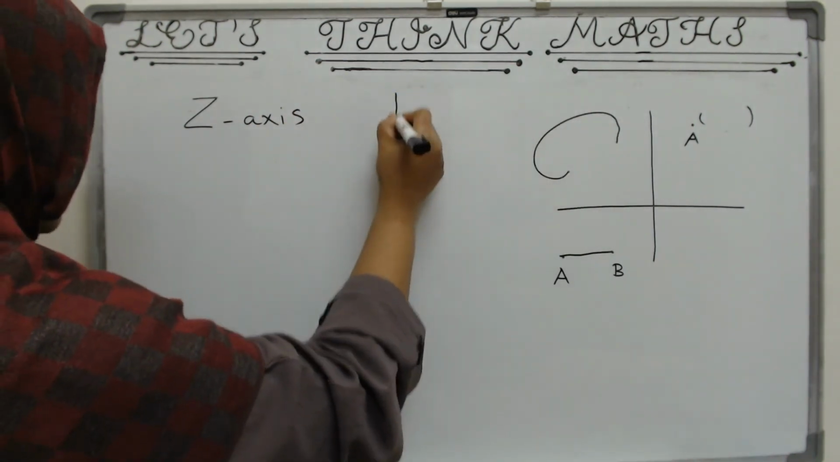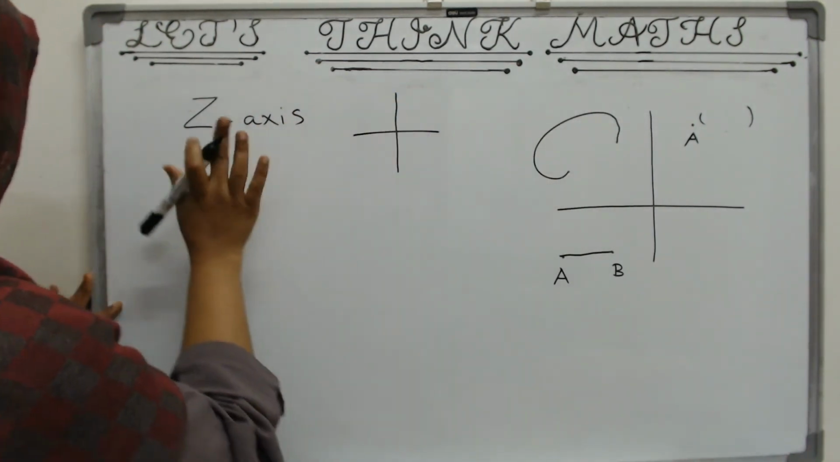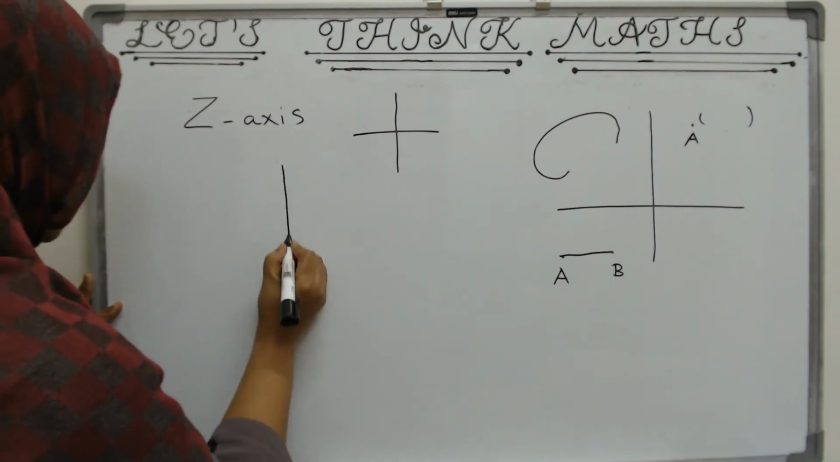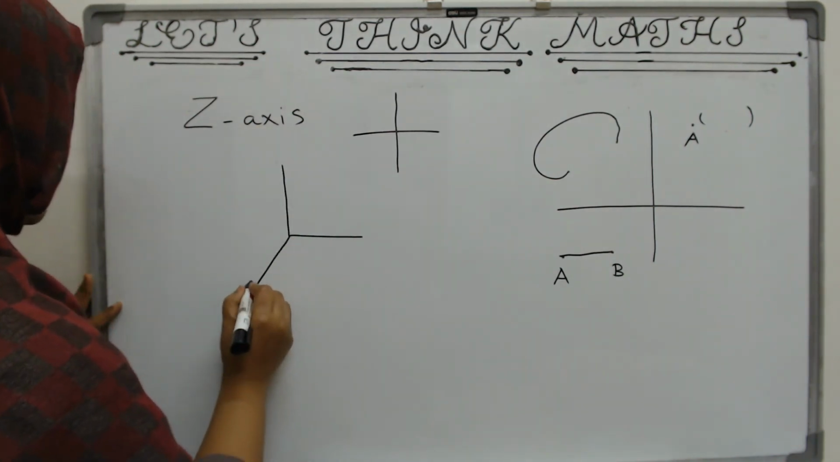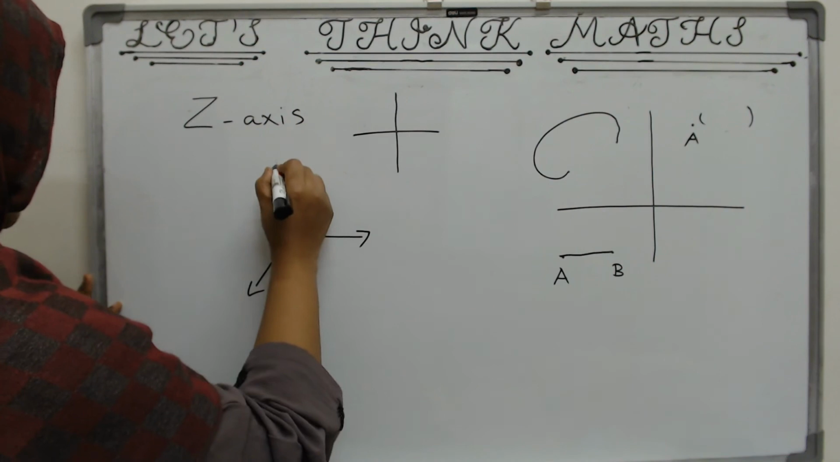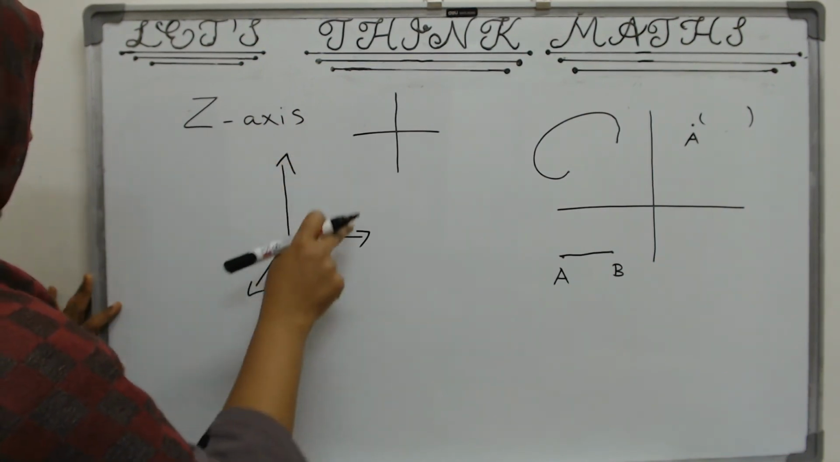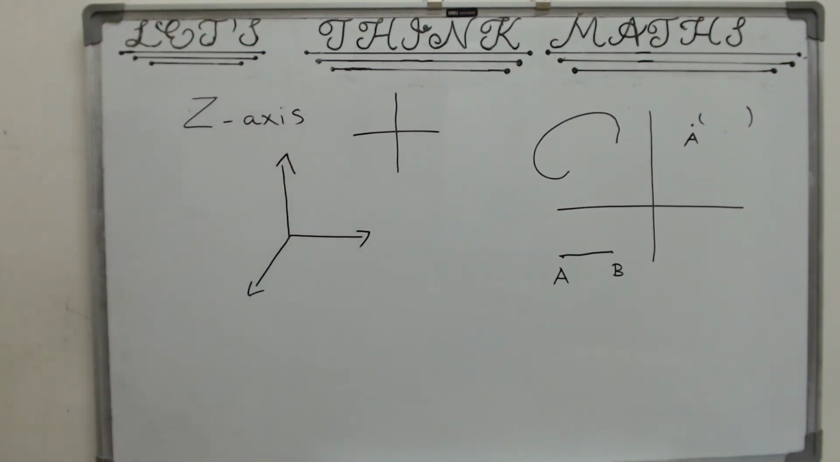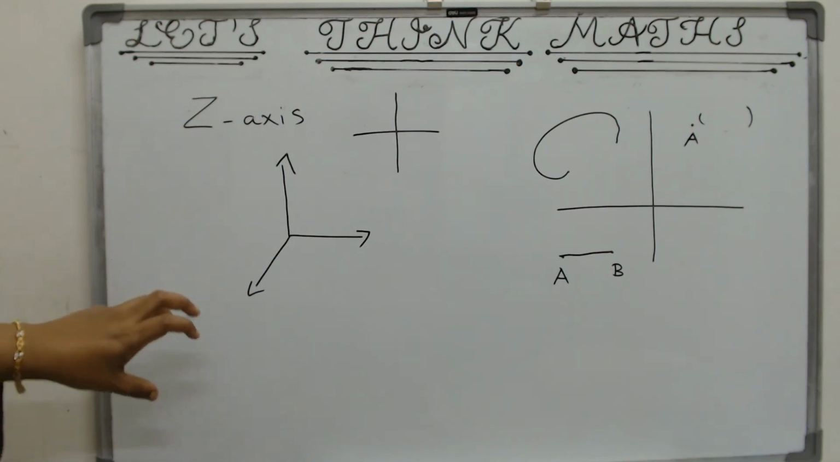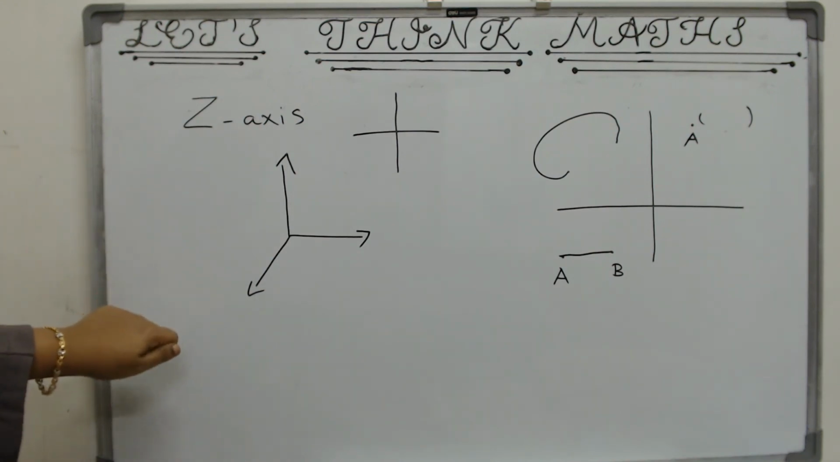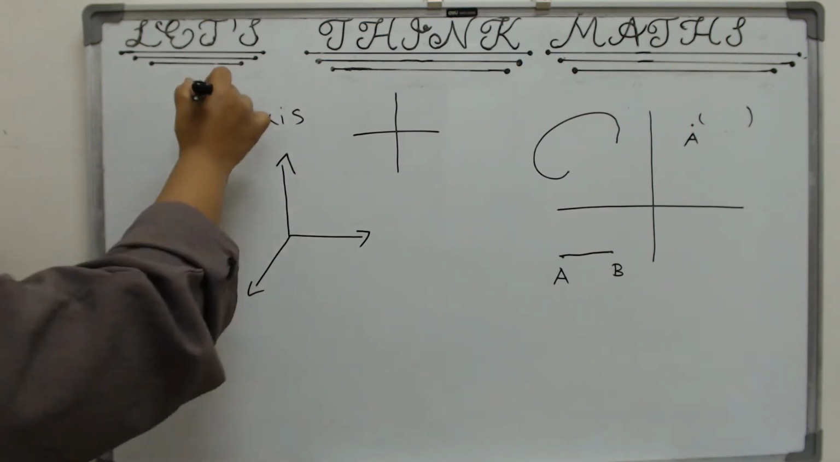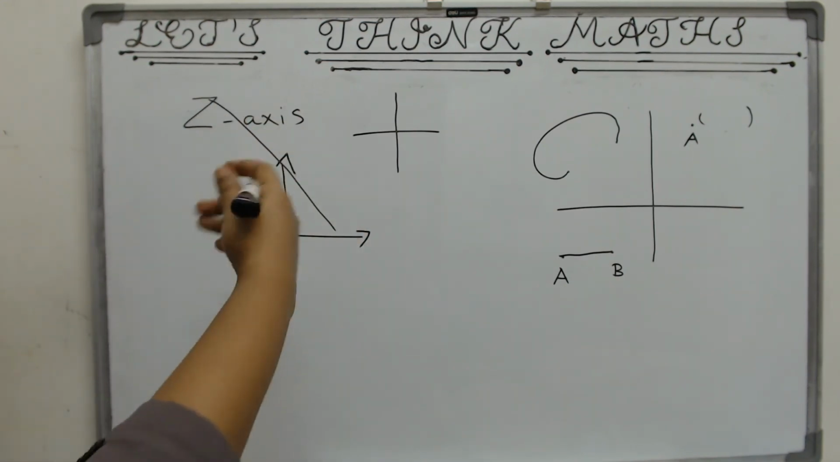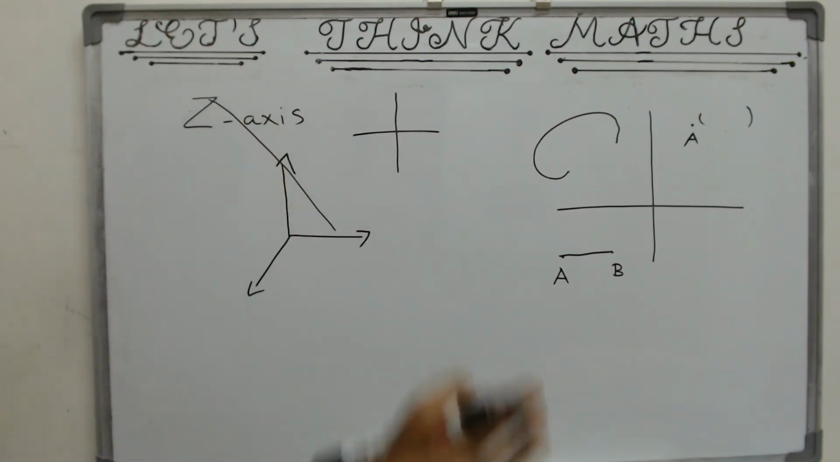With 2 lines of reference, it looks like this, right? 3 lines of reference will look like this. So this will be x, y, z. And this will be used when you are dealing with 3-dimensional objects. But for now, we don't need this. We will cross the bridge when we come to it. For now, just 2 lines are enough.